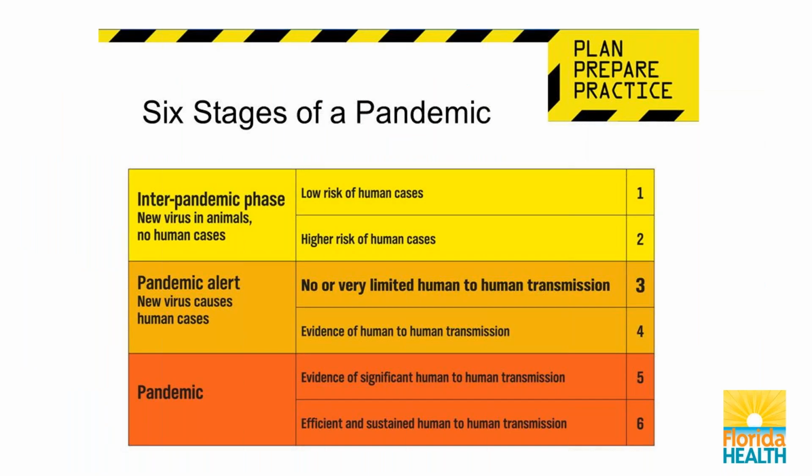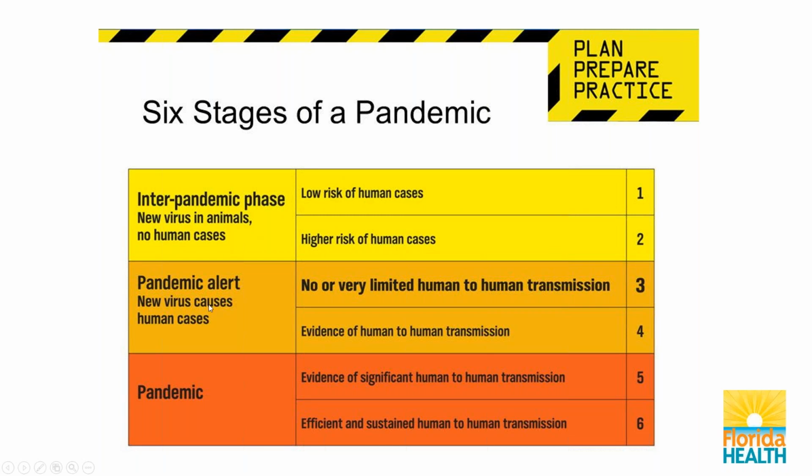So let's look at what these phases, the 6 stages of a pandemic, look like. We have the interpandemic phase, which includes your phases 1 and 2, when a new virus in animals could be introduced. There are no human cases, right? So you have a low risk of human cases being your very first stage. Then you have a higher risk of human cases.